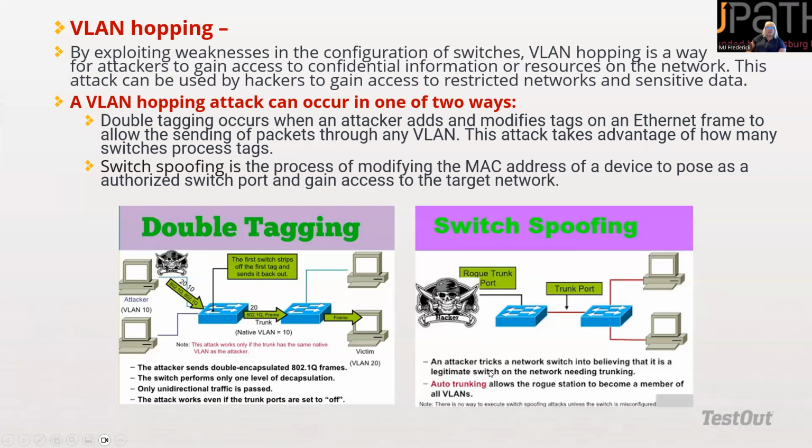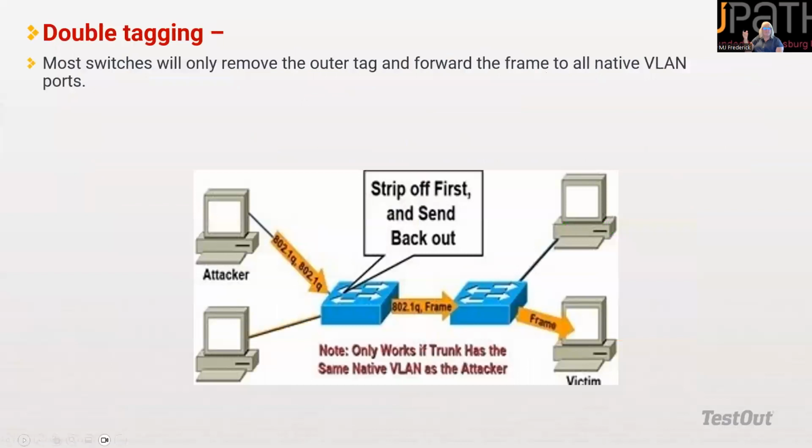Switch spoofing is when an attacker tricks a network switch into believing that it is a legitimate switch, meaning it's looking for the MAC address on the network that needs trunking to go from one to the next to get into other areas, right? Auto trunking also allows the rogue station to become a member of all the VLANs. Remember what trunking does? Trunking allows us to communicate with other VLANs. So once this happens, we've given them access to all the other VLANs we have set up in our trunking. So that's what's called VLAN hopping, and double tagging and switch spoofing fall into that.